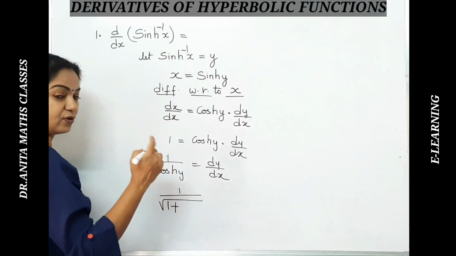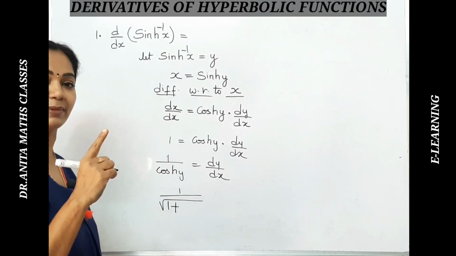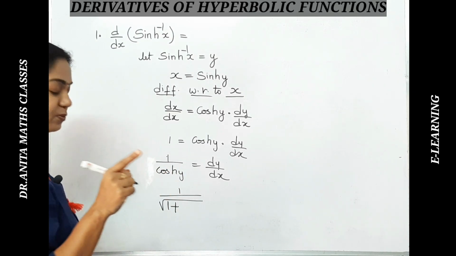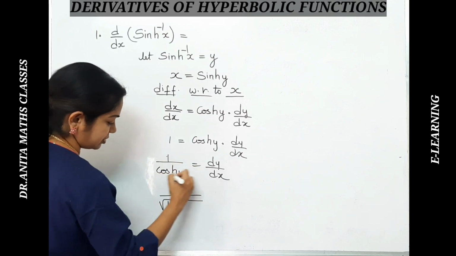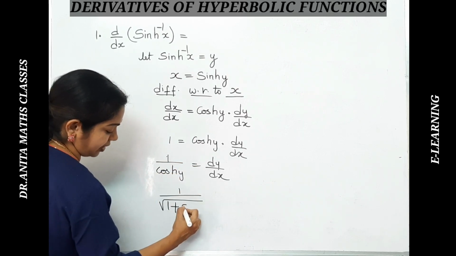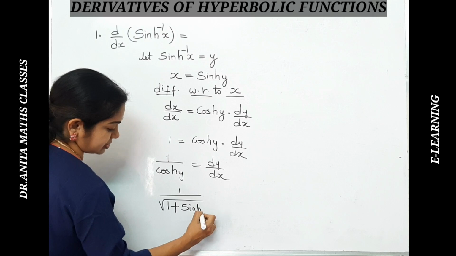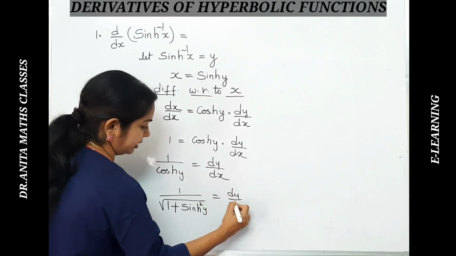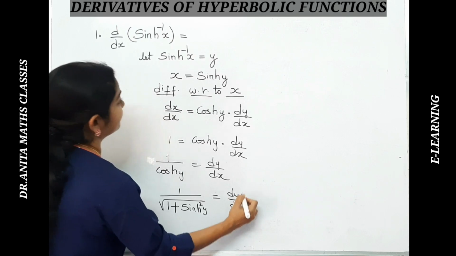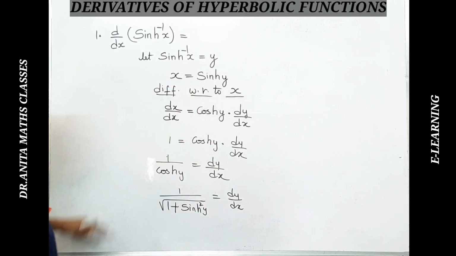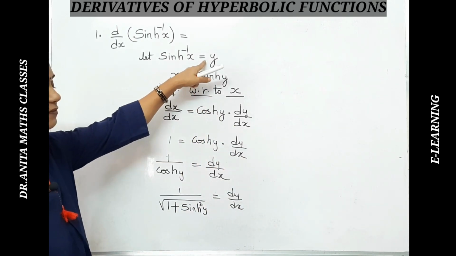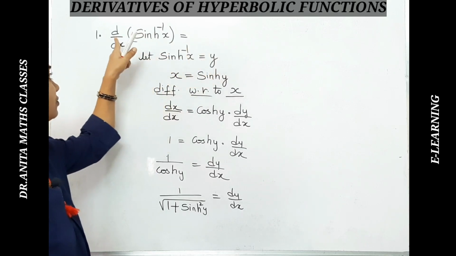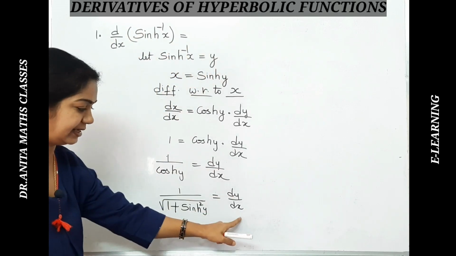plus, because we have cos h square x minus sin h square x is equal to 1. So cos h x means under root of 1 plus sin h square y. This is equal to dy by dx. So what is our x here? We are differentiating, this is our y. So differentiation of this is dy by dx.